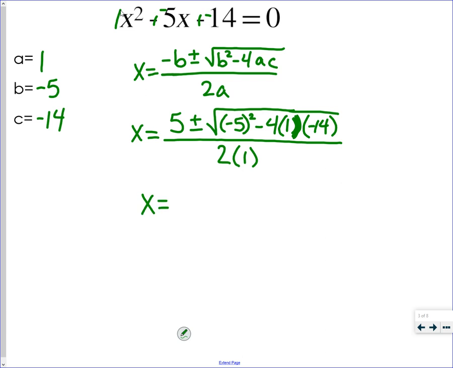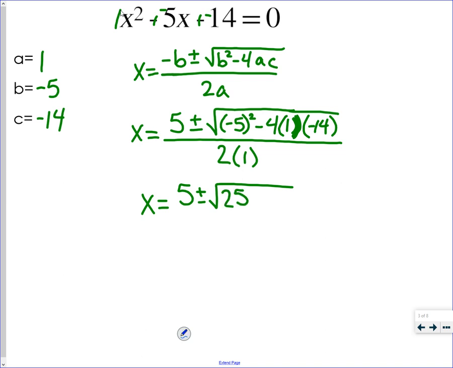So 5 plus or minus, let's figure out what's going on in here. Negative 5 squared is not negative 25. If you type in on most calculators, negative 5 and squared, it'll tell you it's negative 25. But you need parentheses, just like I wrote parentheses. This is negative 5 times negative 5. That's going to be positive 25.